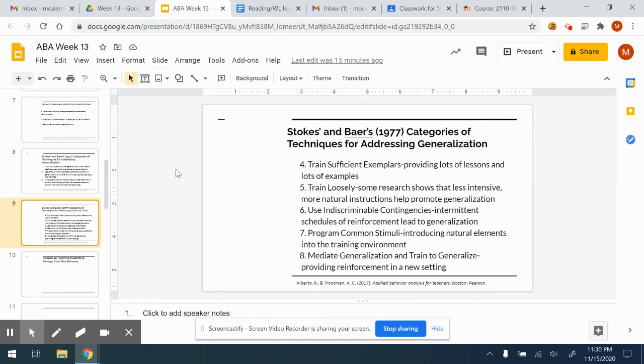And then the last ones, they kind of tied together there: mediate generalization and train to generalize. Basically, it's just providing that reinforcement in a new setting. So when we start to get a student to that generalization point, we continue to reinforce when they're able to show that skill in a new setting versus in our controlled setting of, again, perhaps the special education classroom.